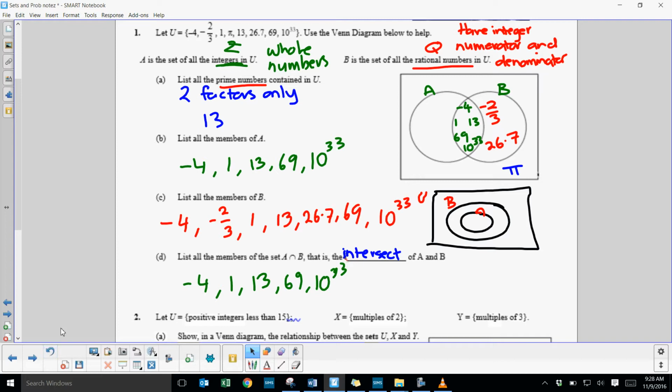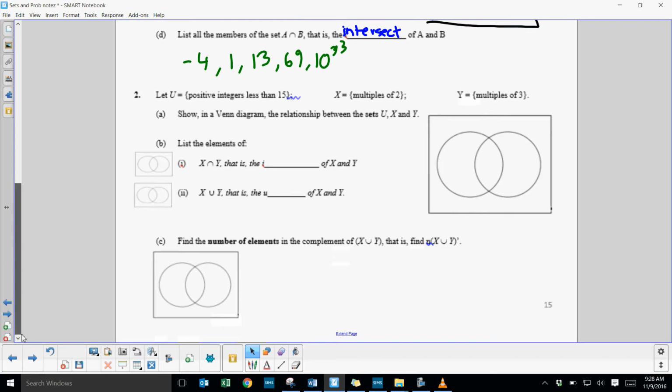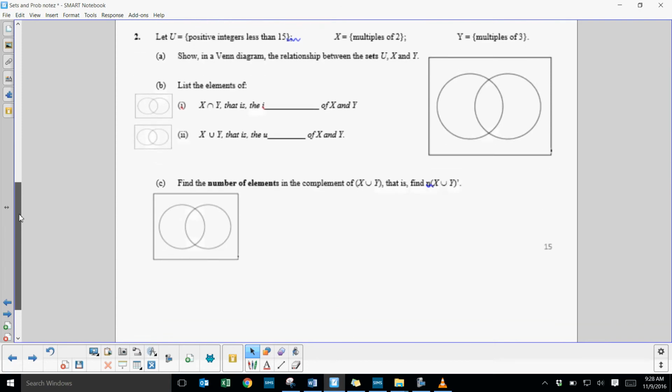So that's another way that you could express the Venn diagram. But we'll just move on from there. So let's go into question 2 from the warm-up. Question 2 from the warm-up says, let U equal positive integers less than 15.